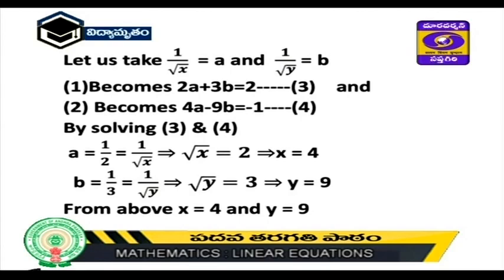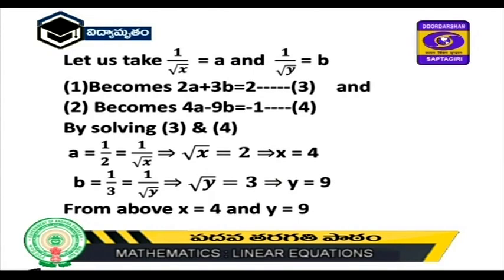So we found a equal to 1 by 2, but we take a equal to 1 by root x. Here these two are equal, the numerators are also equal, so the denominators are also equal. So root x equal to 2, then by squaring on both sides we will get x equal to 4. Then b equal to 1 by 3, which is equal to 1 by root y.